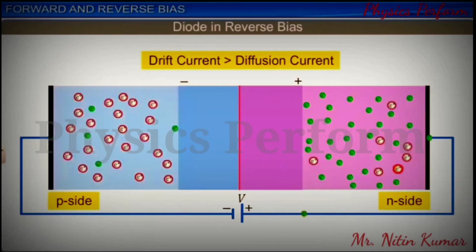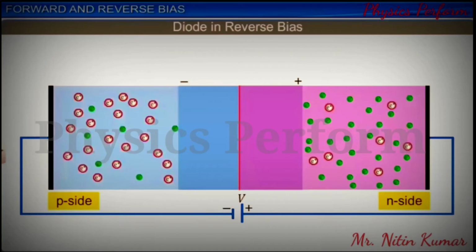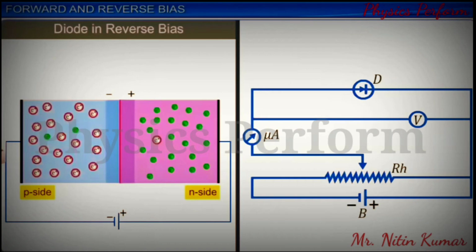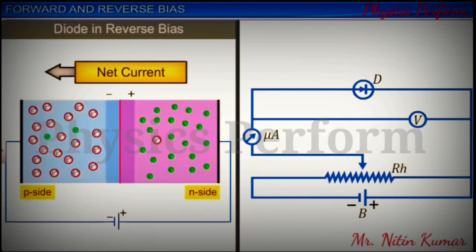Hence, a net current flows from the N side to the P side in a reverse biased diode. The net current is small, as the drift current itself is small, and hence the net current is even smaller. The net current flowing through a reverse biased diode is of the order of a few microamperes and can be measured using the circuit shown here.